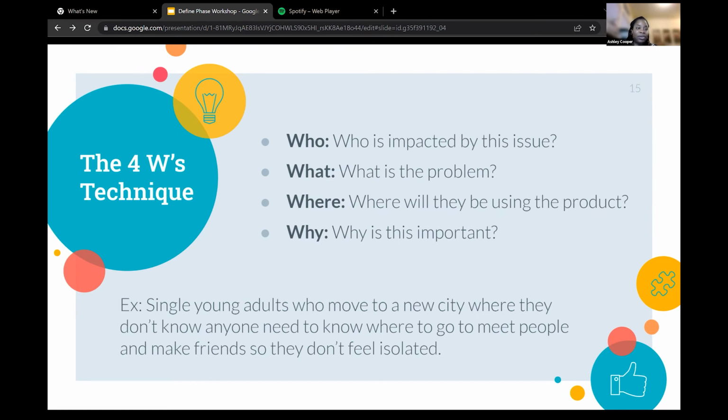An example for the problem statement that I can come up with is: a single young adult who moves to a new city where they don't know anyone needs to know where to go to meet people and make friends so they don't feel isolated. That would be a problem statement showing the who, the what, the where, and the why. The who is the single young adult, the what is them moving to a new city and not knowing where to meet new people, the where is being in a new city, and the why is so they don't feel isolated and they can make friends.